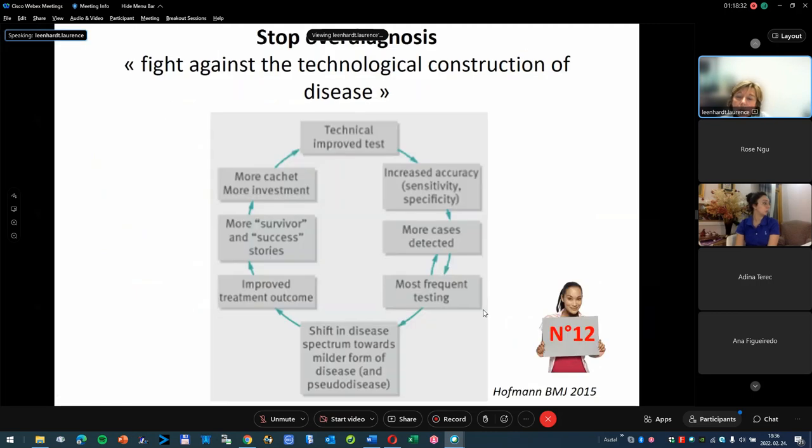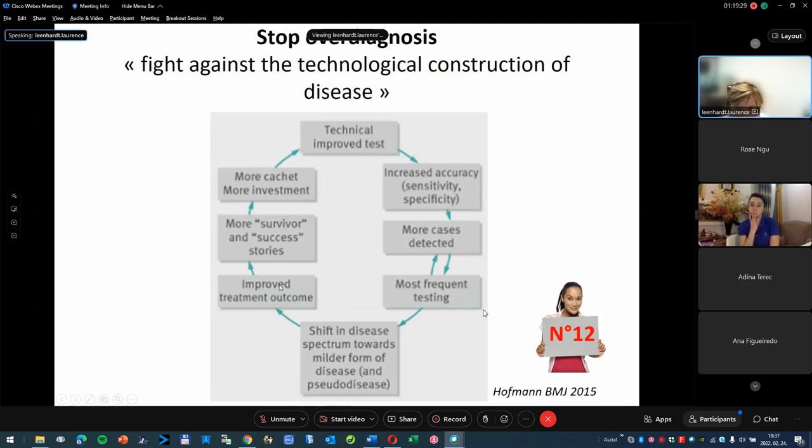So we need to stop overdiagnosis, not use too many tests, and fight against the technological construction of the disease. And this is another paper from Hoffman, who demonstrated that when you have a very improved, very impressive, latest model of ultrasonographic machine, a very new and very expensive one, you will increase the accuracy, sensitivity, and specificity of your examination, so you will detect more cases, and you call the patient 1 year after to do another ultrasonography, and you shift the disease spectrum towards milder forms of disease and pseudo-disease, especially when you follow up very small structures in the neck compartments.